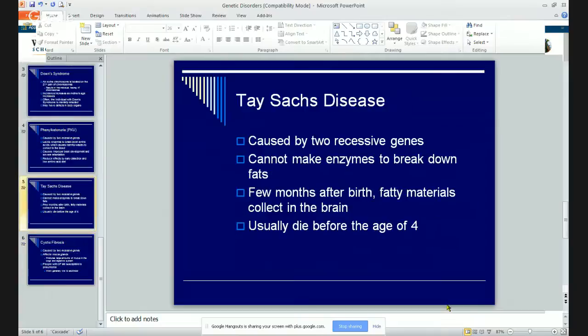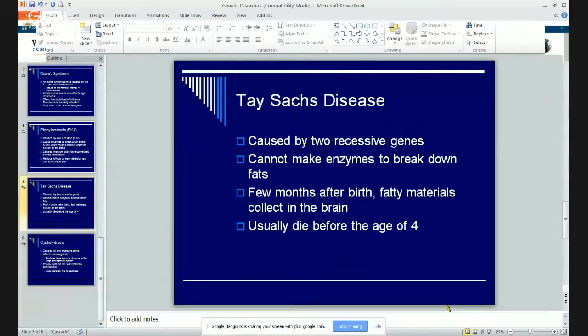Okay. Your next one is Tay-Sachs. Tay-Sachs is also caused by two recessive genes. So with these individuals, they get the gene from mom and from dad. Now again, this is the one that I was getting confused with PKU. With this one, they lack enzymes also, but instead of the PKU folks who can't break down amino acids, these people cannot break down fats or lipids.